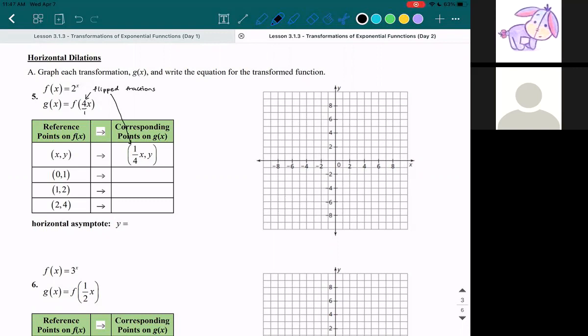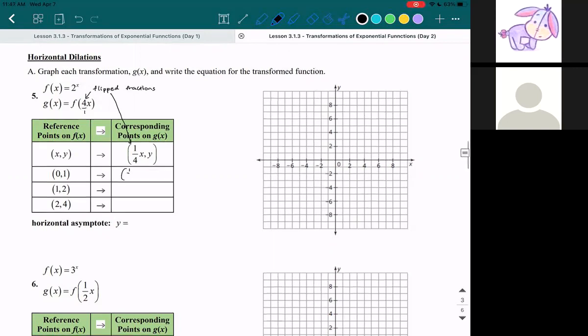Okay, so let's take a look at how this changes each of our points. We have 0, 1 as your first point. And we're going to multiply that 0 by 1/4. The y value remains unchanged. So 1/4 times 0 is just 0. Well, anything times 0 is just 0. And the y value is still there.